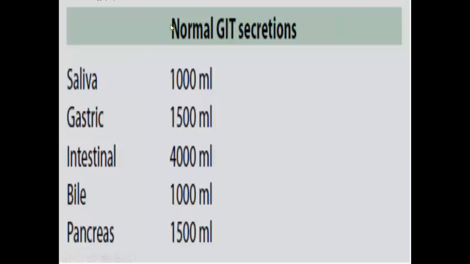This is the normal gastrointestinal tract secretion: from saliva about 1000 ml per day, from gastric secretion about 1500 ml per day, intestinal secretion about 4000 ml per day, bile about 1000 ml per day, and pancreas about 1500 ml per day.